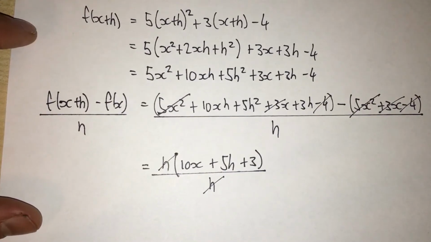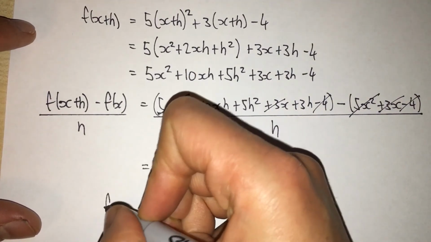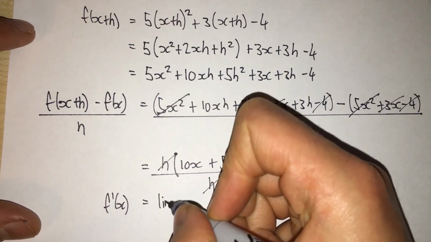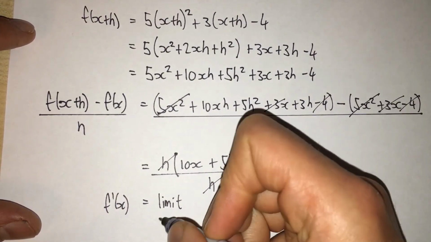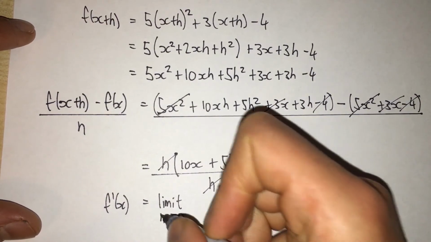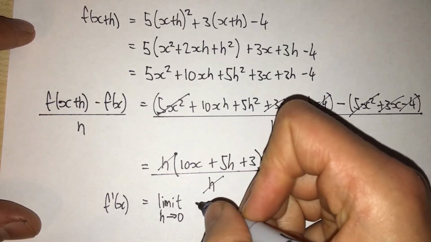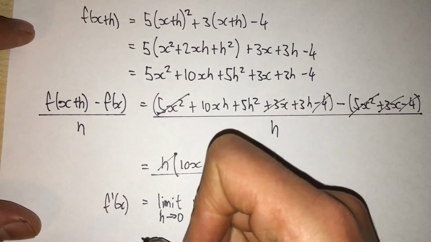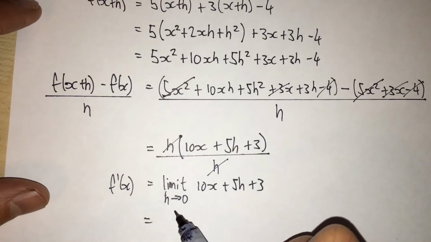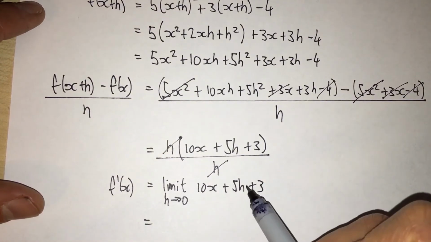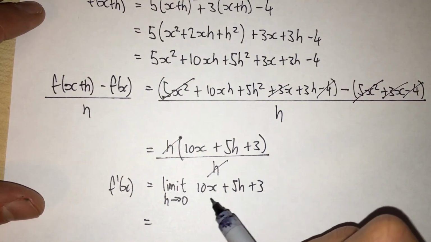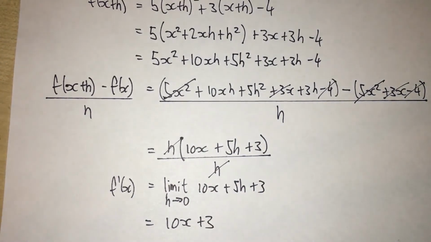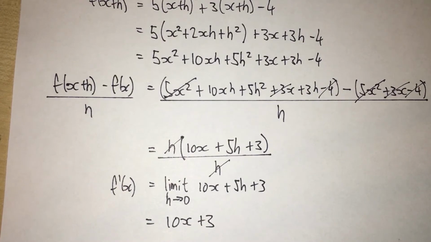Right, so what's my final result here? So f dashed of x, that's the derivative, equals the limit of this as h tends to 0. We've got 10x plus 5h plus 3. Which as h gets smaller and smaller and smaller, as it tends to 0, this term becomes negligible. So all we're left with is 10x plus 3. And that's the result that we want.